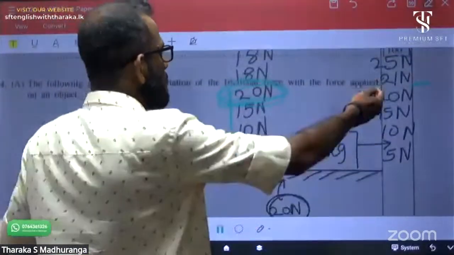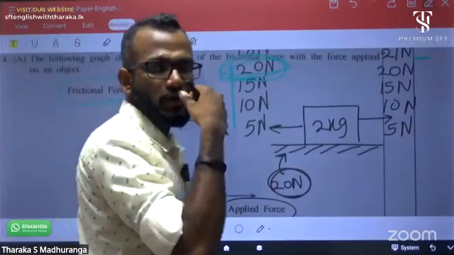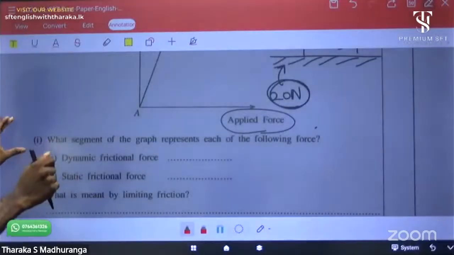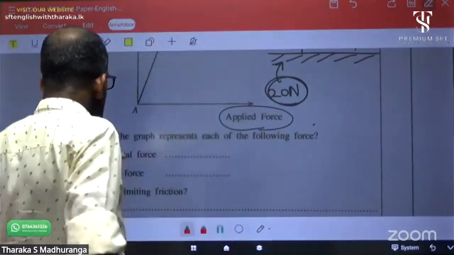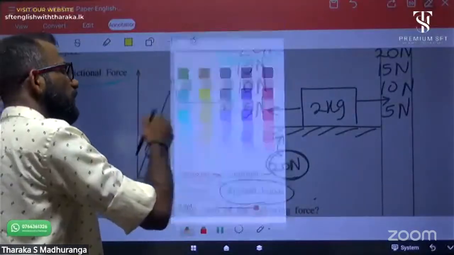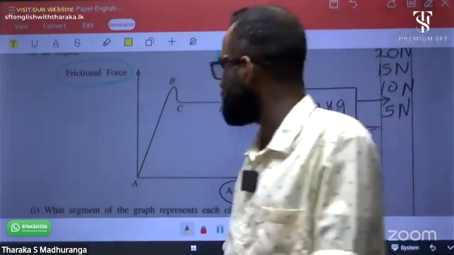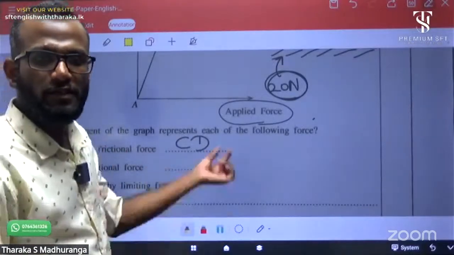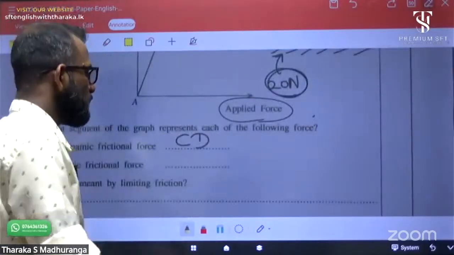If you plot the applied force and friction force on a graph, this is the shape of the graph. Which segment of the graph represents each of the following forces? The dynamic friction force: what is the section? Dynamic friction force, C, D. Good. The static friction force, A, B. Good.